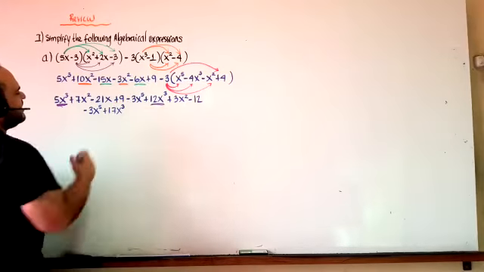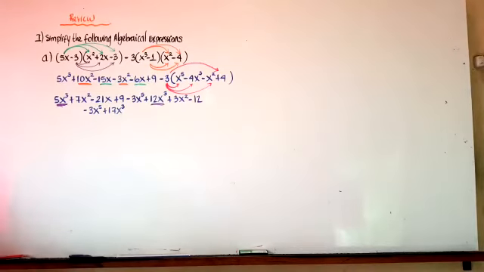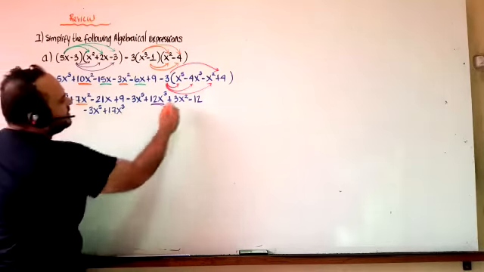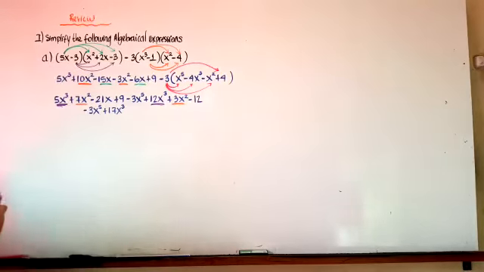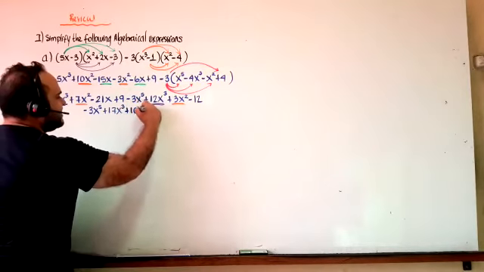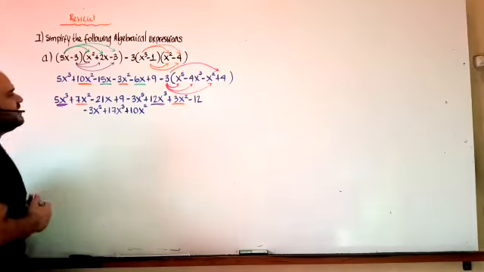Now let's try to look for x squared. What are the values with x squared? If you see, you have 7x squared and 3x squared. So 7 plus 3 will be 10, right? Yes. Positive 10x squared.